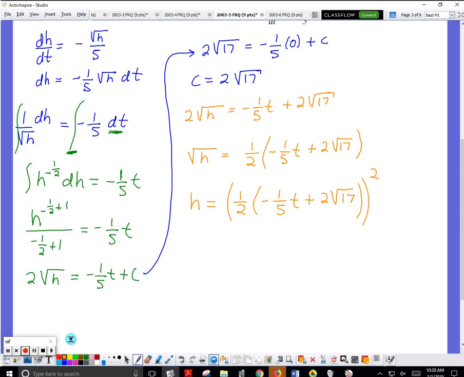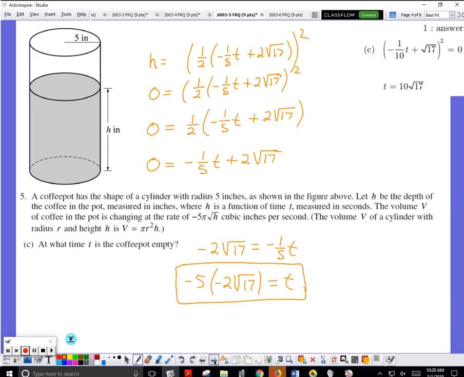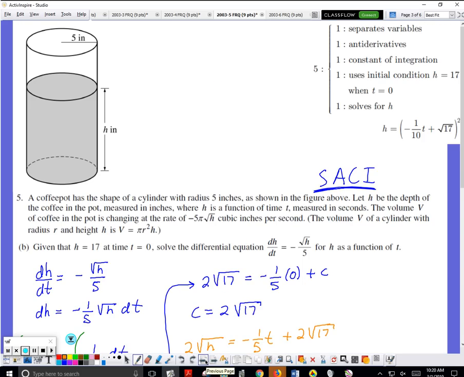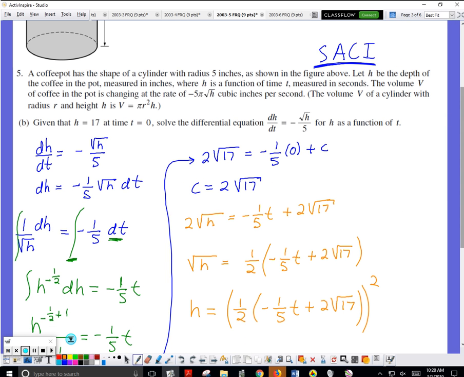Part C says, at what time is the coffee pot empty? Well, this is an unusual case. The answer to B is required to do C. So if you didn't find this, you can't do C. So you just lose those points as well, which is how it goes, but that doesn't happen very often, so I don't stress about it.